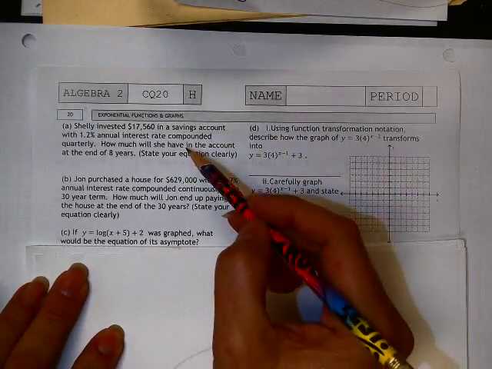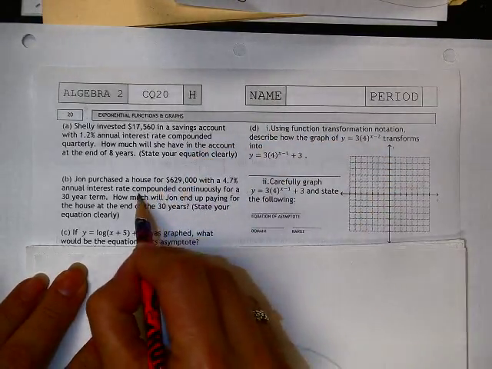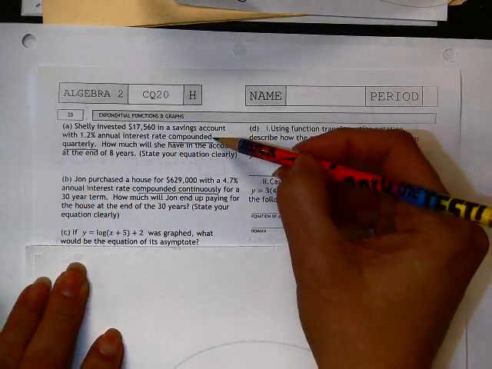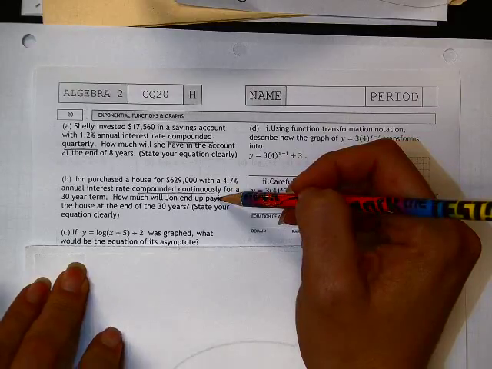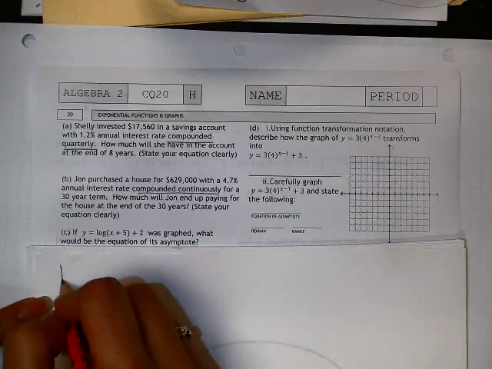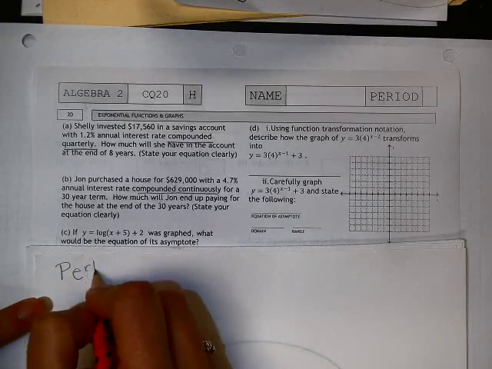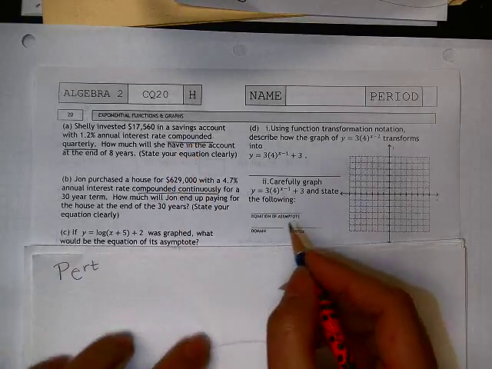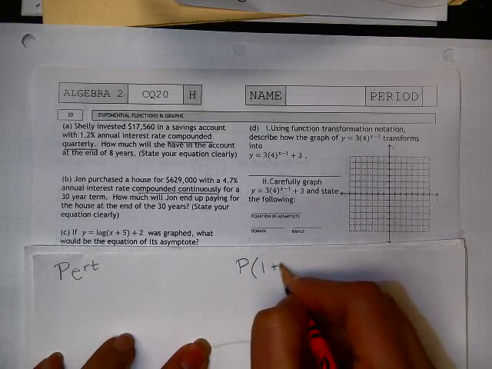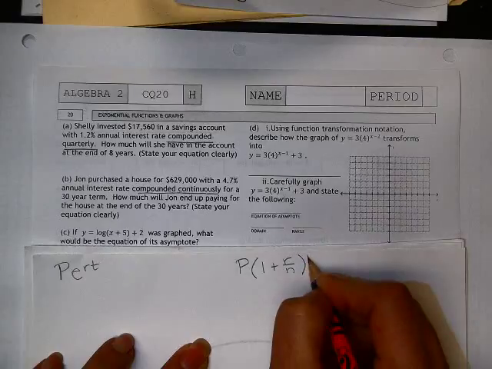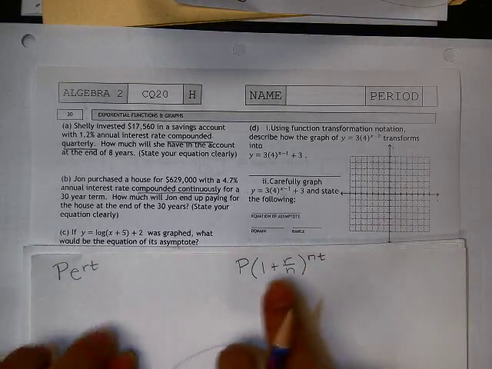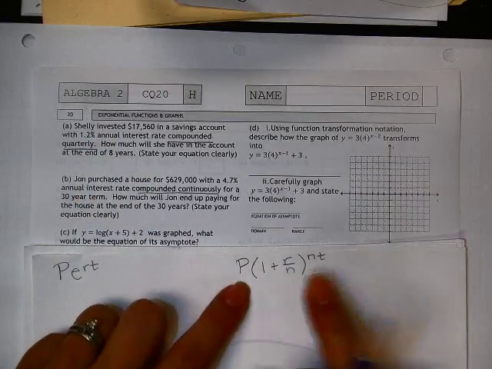Okay, as you're looking at these problems, here are some keywords. Compounded quarterly is very different than compounded continuously. Compounded continuously, you're going to use the formula P e to the rt. Compounded quarterly means you're going to use this formula here. So it's very different in terms of what you plug in. Let's go ahead and look at this one first, since it is first.